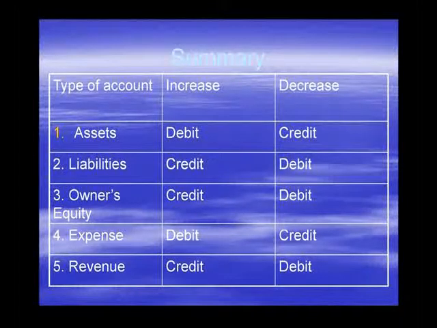Type of account: increase and decrease. Increase of assets, debit; decrease, credit. Liabilities: increases credit, decreases debit. Owner's equity: increases credit, decreases debit. Expenses: increases debit, decreases credit. Revenue: increases credit, decreases debit. So this is the thing that you should note carefully and memorize it.